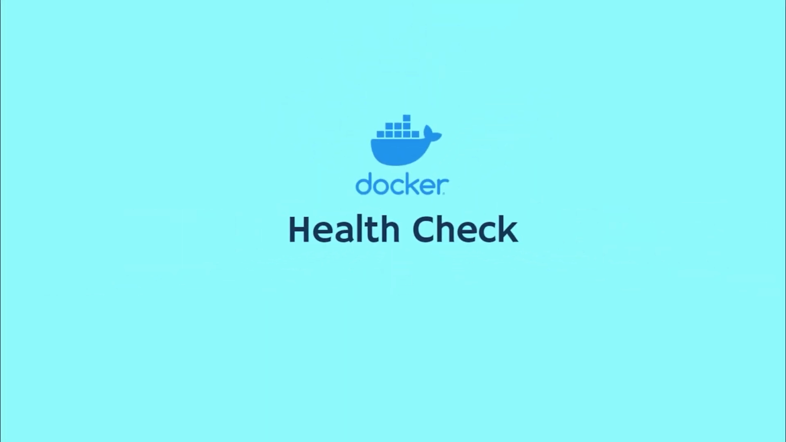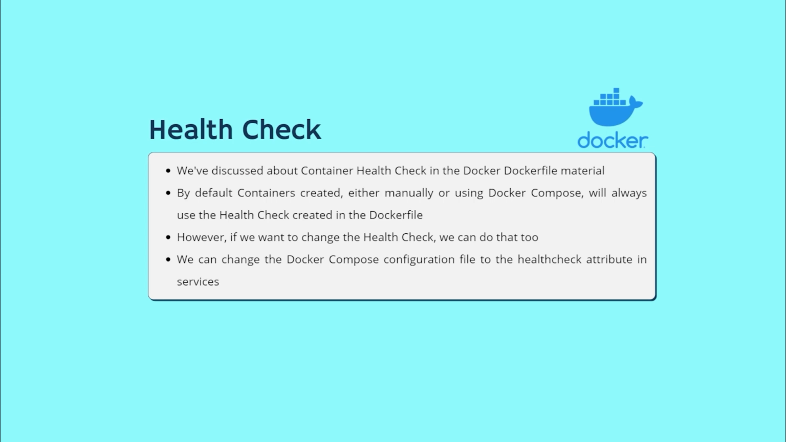Health check. We've discussed container health check in the Dockerfile material. By default, containers created, either manually or using Docker Compose, will always use the health check created in the Dockerfile. However, if we want to change the health check, we can do that too. We can change the Docker Compose configuration file to add the healthcheck attribute in services.